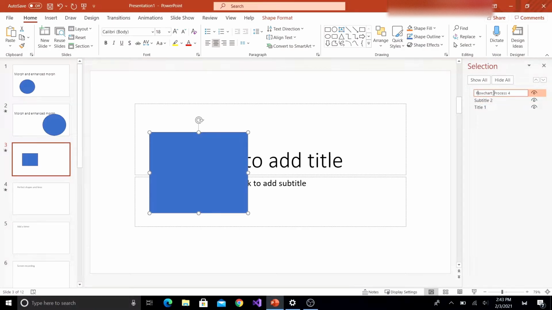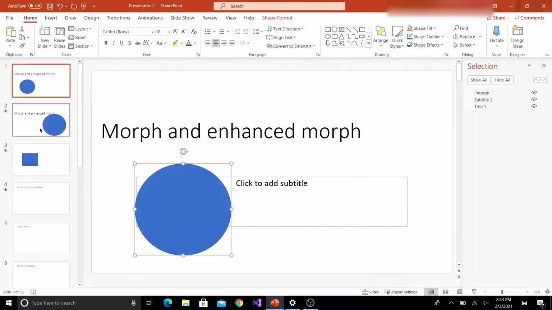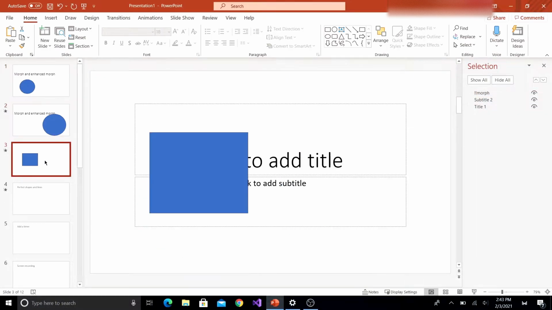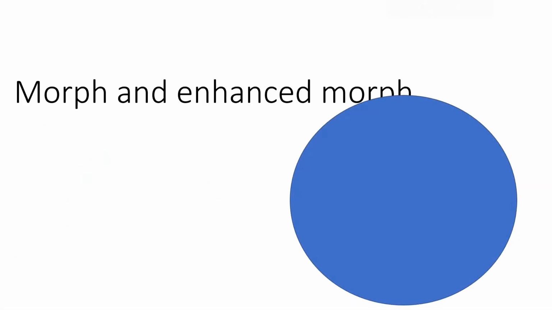Delete it and put an exclamation point and let's say morph. And you need to put the same name on the circle. Exclamation mark and morph. Alright, now PowerPoint knows how to do the transition. Let's see. Look how smooth it is.